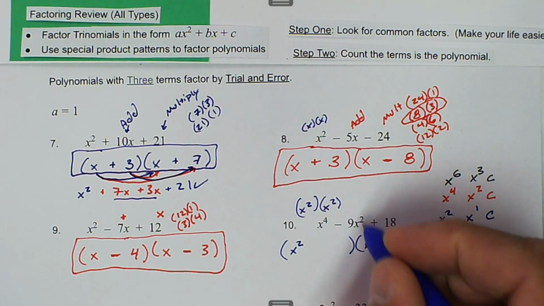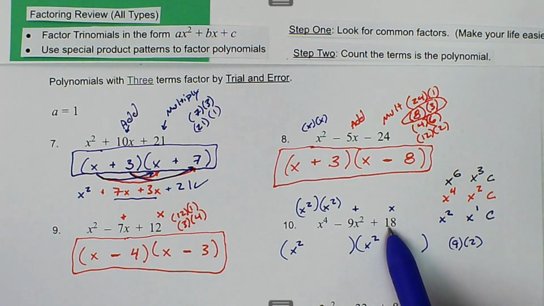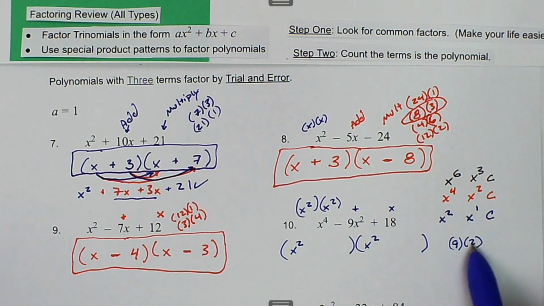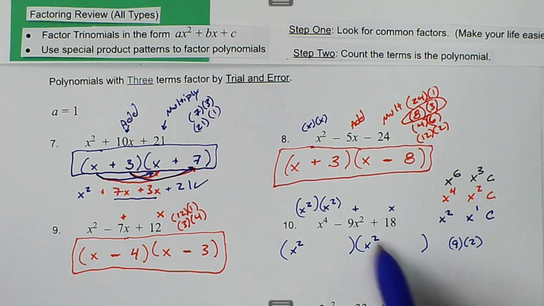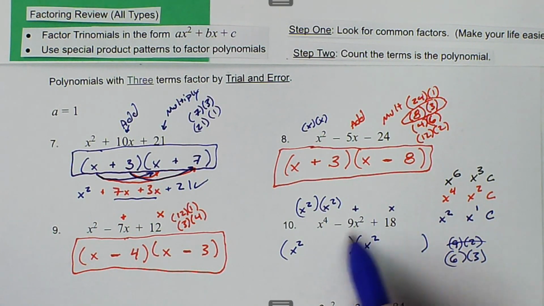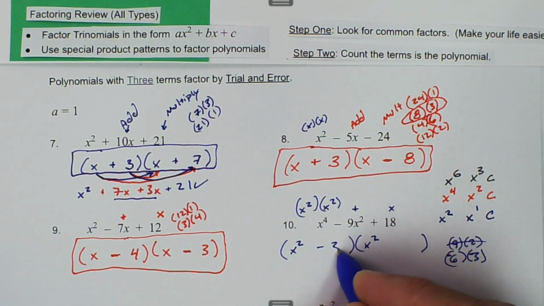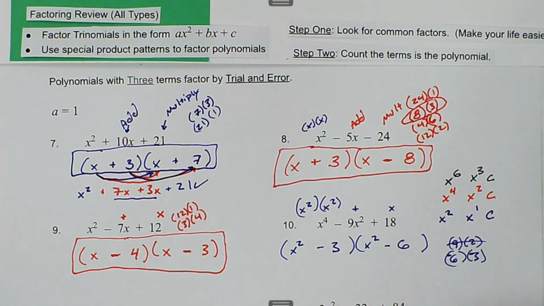Now we still need to add to negative 9 and multiply to 18. So if we're thinking about that, we have 9 and 2. 9 times 2 is 18. 9 plus 2 is 11. 9 minus 2 is 7, so that's out. So now we should think 6 times 3. 6 times 3 is 18. And 6 plus 3 is 9, but we need it to be negative 9. So both of these have to be negative. So negative 3 and negative 6.